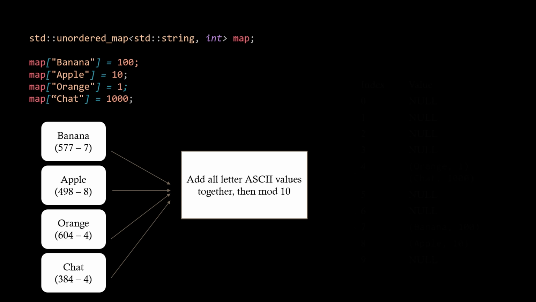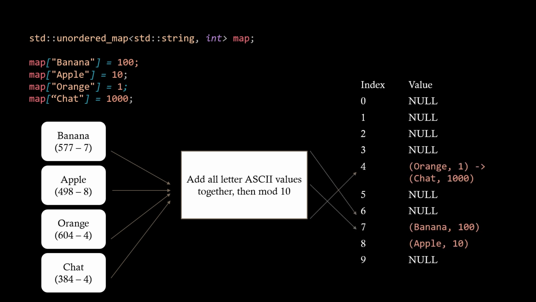So what the map will do is it'll create a linked list in the array position. So orange will be mapped to 1, and then chat, and then it'll have a linked list pointer that has chat as 1,000. So this is why worst case is O of n, because if you have so many conflicts that the linked list is very long, it'll be O of n, however long that linked list is.